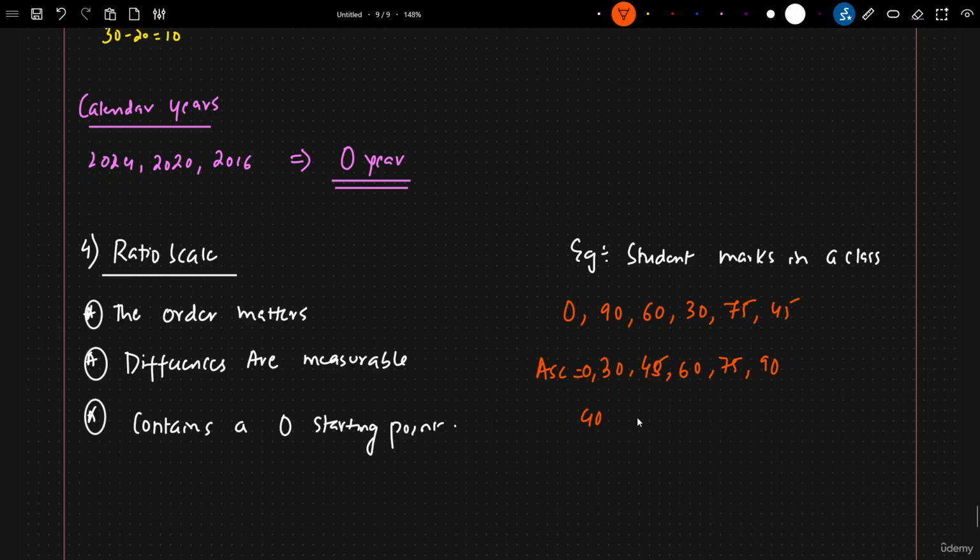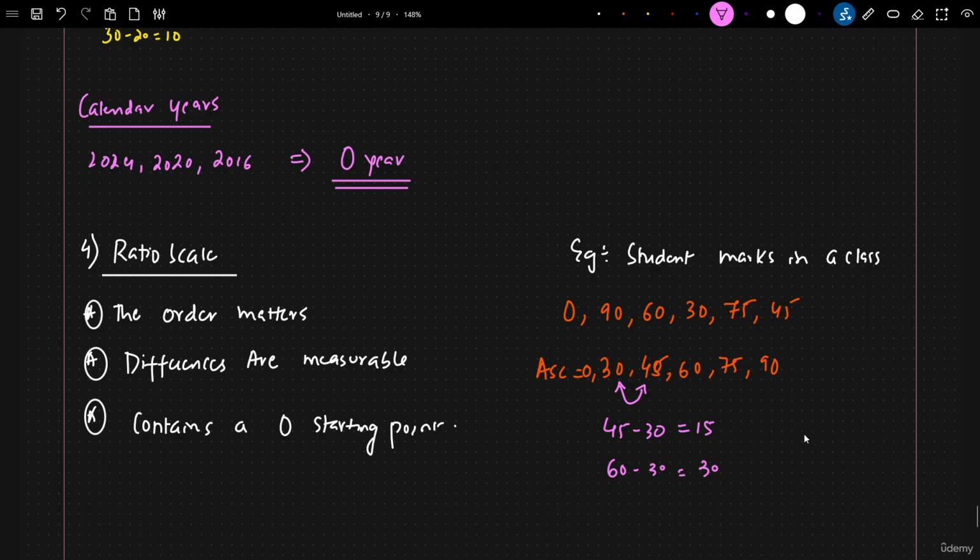I will also be able to calculate the difference. Let's say if I want to calculate the difference between this and this, I will go ahead and write 45 minus 30, which is nothing but 15, right? Similarly, I can calculate the difference between 60 minus 30. So I will be getting a value over here. So differences are also measurable.